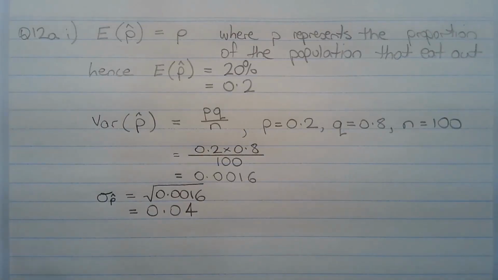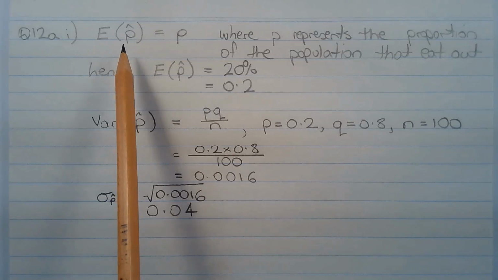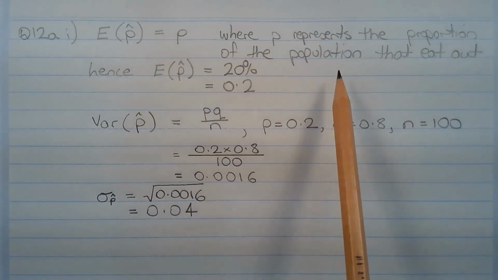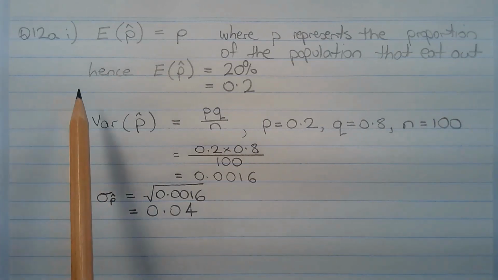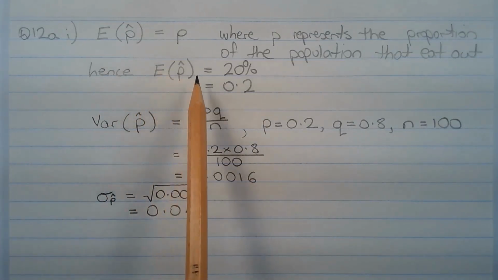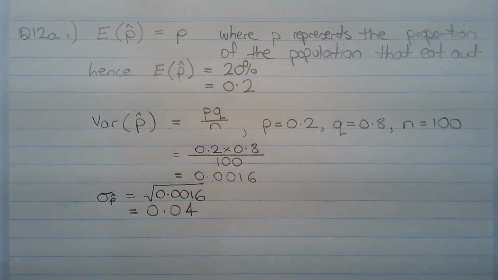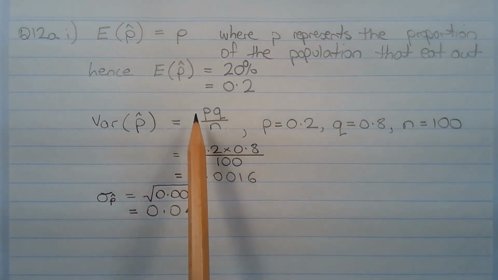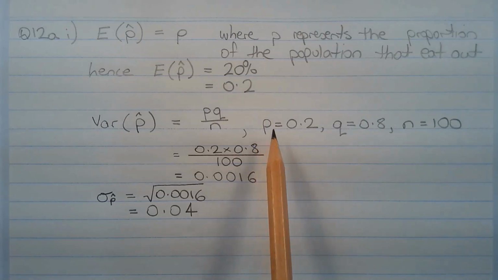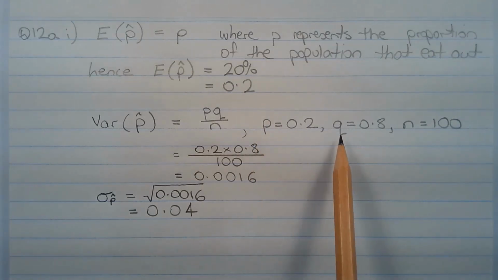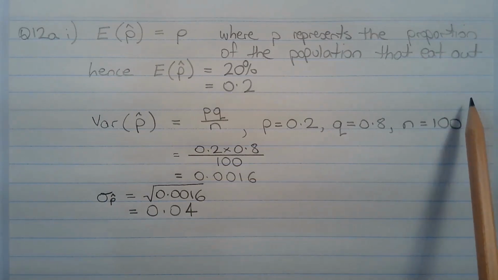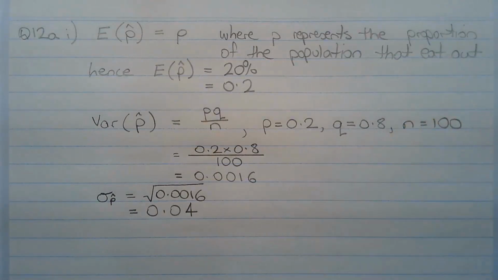The mean or the expected value of the sample proportion p hat is equal to p, where p represents the proportion of the population that eat out regularly. Hence, the expected value of p hat is equal to 20% or 0.2. The variance of the sample proportion p hat is equal to pq over n, where p is equal to 0.2, q is equal to 1 minus p, which is 0.8, and n is equal to 100, which represents the number of people in the sample.